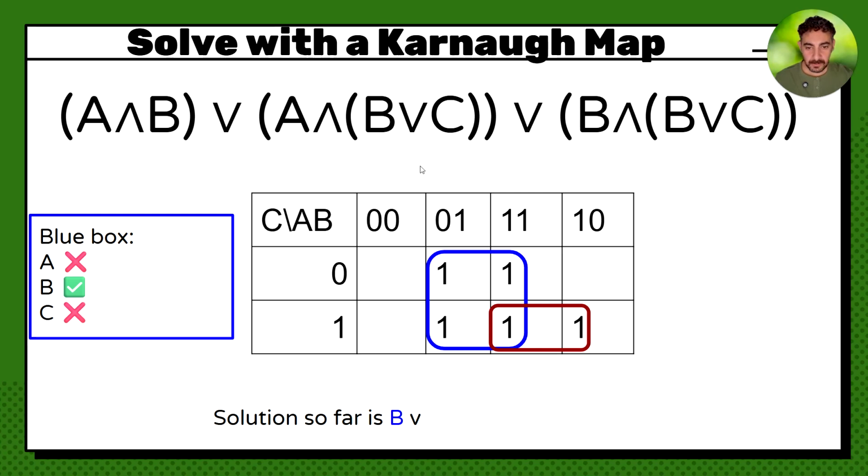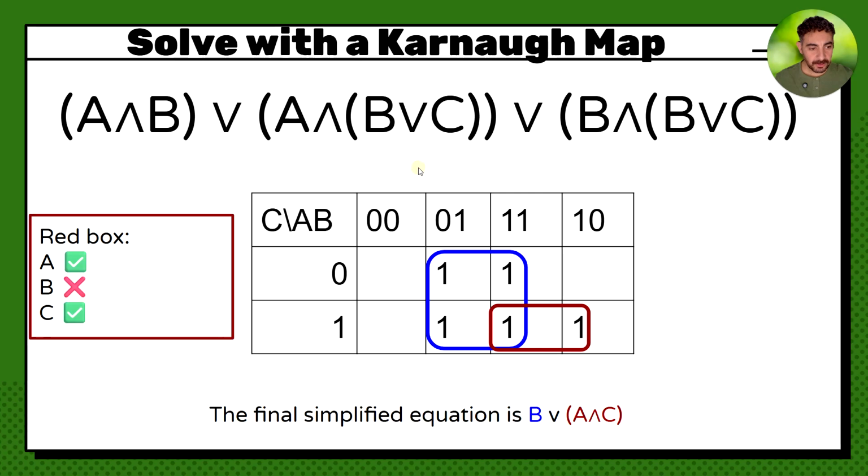So then let's look at the second part of our equation, which is, if we look at our variables, A remains constant at 1. So here we can see 1 and 1. And B is changing from 1 to 0. And C stays constant at 1. Which would mean that our simplified equation, just like before, is B or A and C.